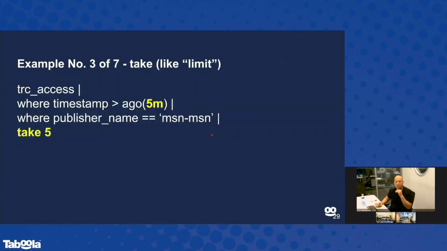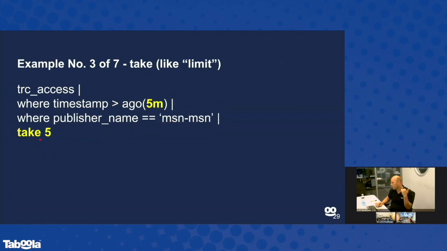Next thing, I want to see a sample of the data. This is very, very useful. So I take only 5 minutes because I don't care. I want to tell you that every time I add something new for you, I will write it in yellow. Okay, so you will understand what I want to show you. So I'm asking where timestamp is greater than ago 5 minutes. Ago is a function that returns a time, right? And then publisher name field equals this value, and I'm taking 5.